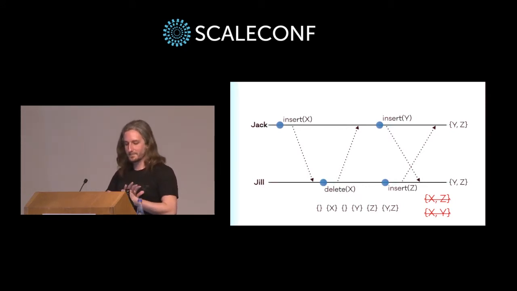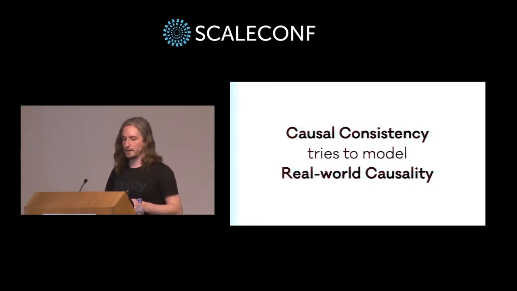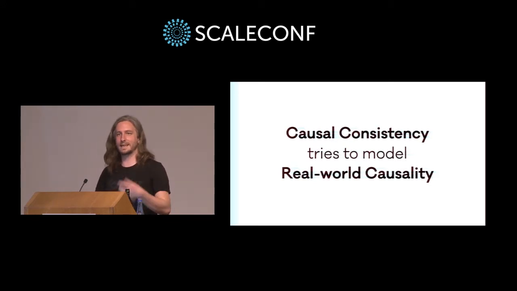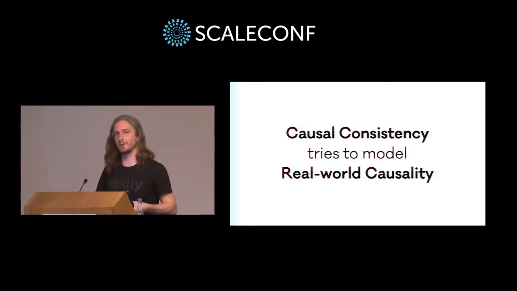So the idea with this is that causal consistency attempts to model real world causality. You know, just as in the real world, things can happen simultaneously, and causal consistency allows for that. But the interesting thing is that it's still a fairly powerful guarantee to be able to make. And so if that is the strongest that we can do in an edge compute world, that's still potentially really interesting for us.